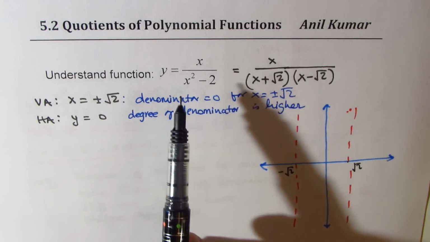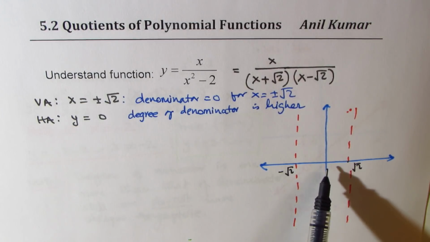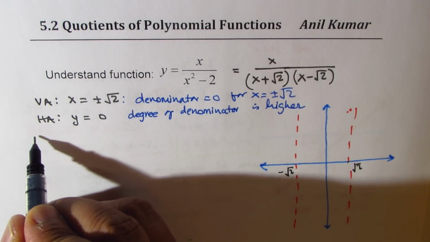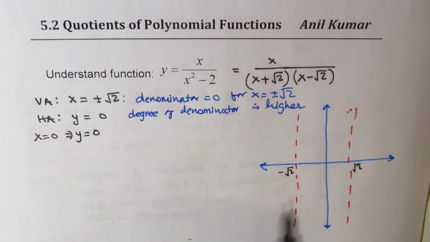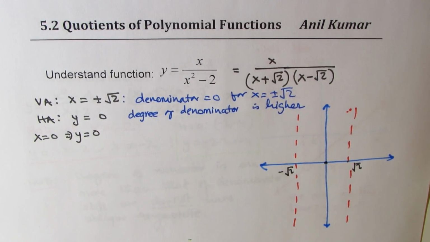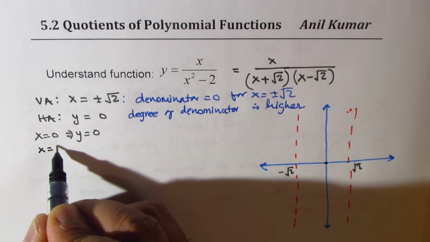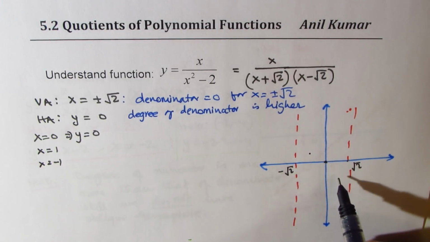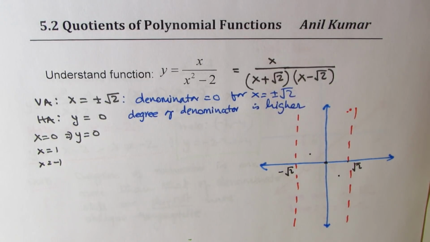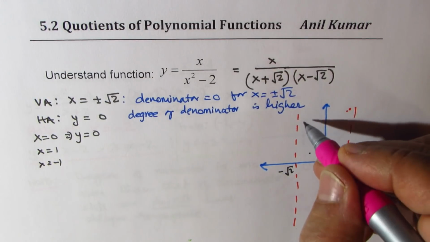So if you take some values, let us say the first value is 0. So what is y when x equals 0? That gives you y equals 0. So we get a point here, correct? Similarly, if you take x equals 1, x equals minus 1, you will get a point which is kind of like this. And so that part of the graph can be sketched as this.